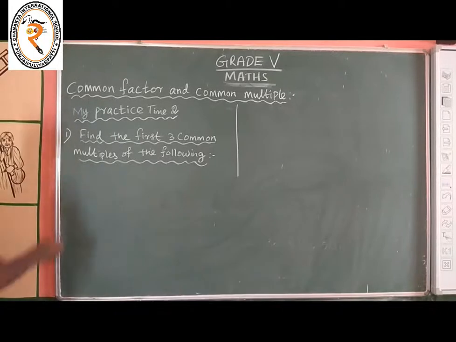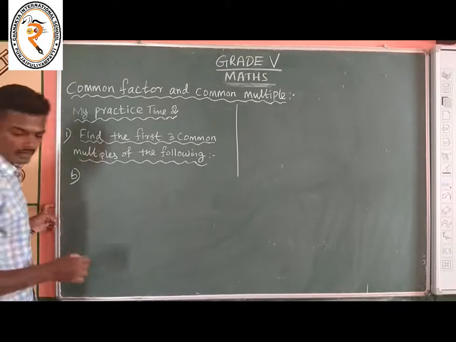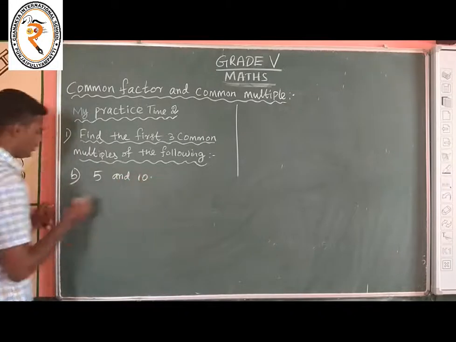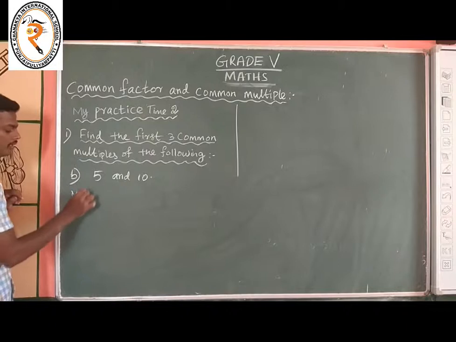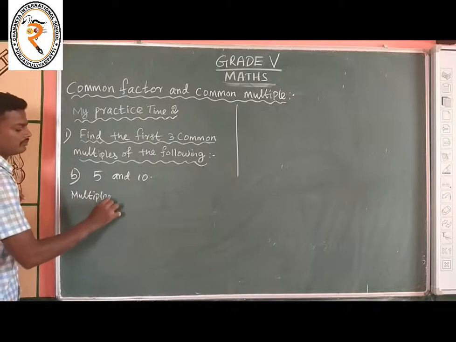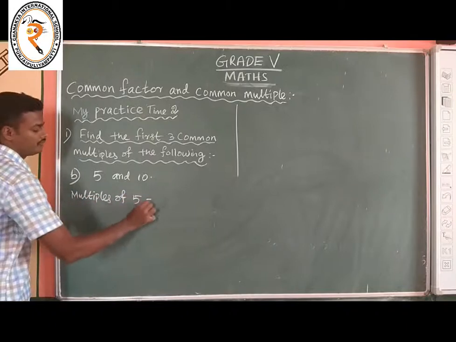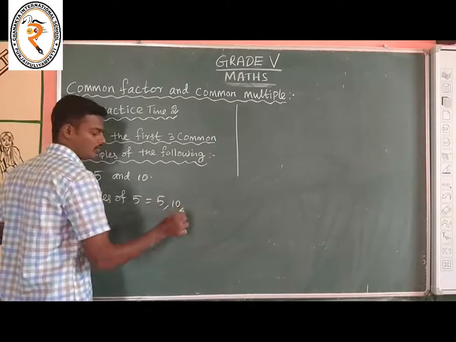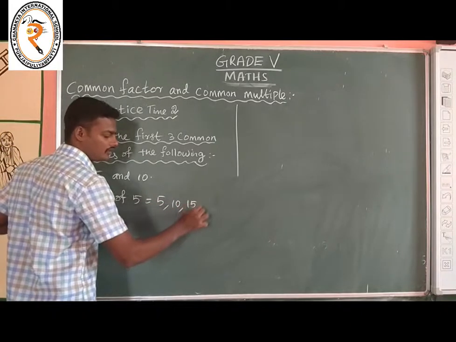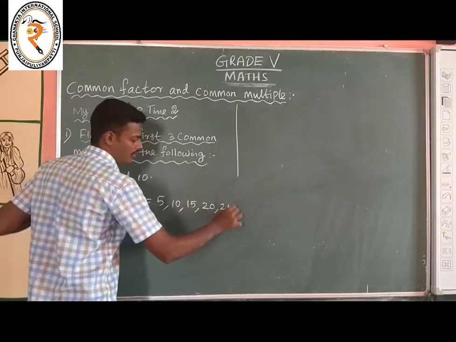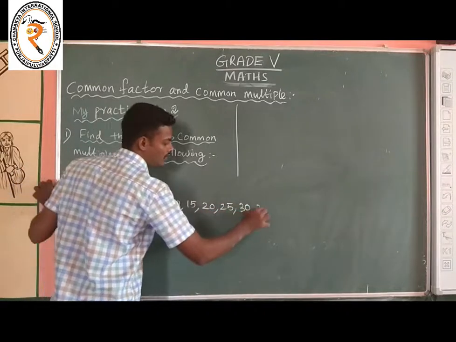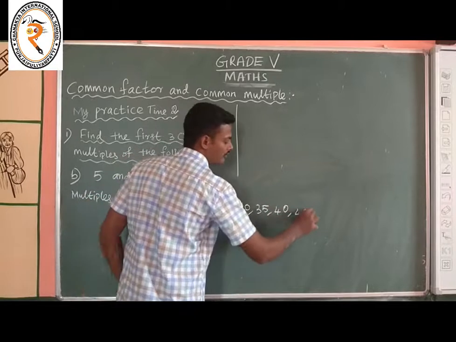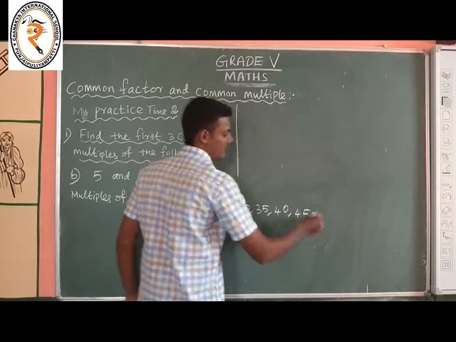Second question, number B. 5 and 10. First we find multiples of 5. 1 5s are 5, 2 5s are 10, 3 5s are 15, 20, 25, 30, 35, 40, 45 and 50.